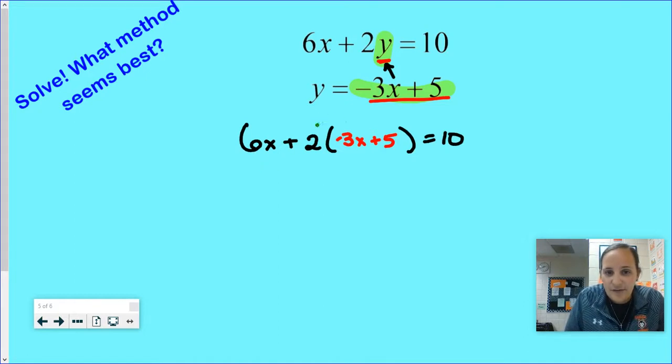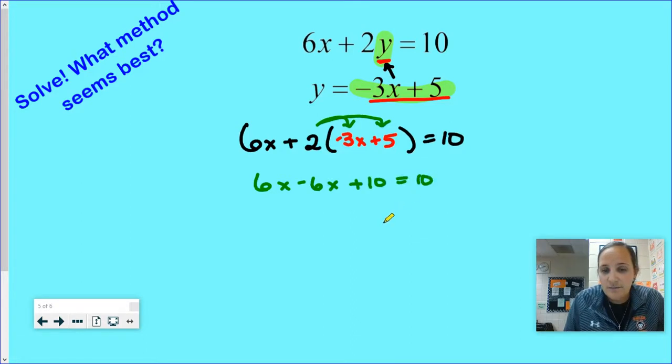Now I go to solve. I'm going to distribute this 2 to everybody in the parentheses. So now I have 6x minus 6x plus 10 equals 10.